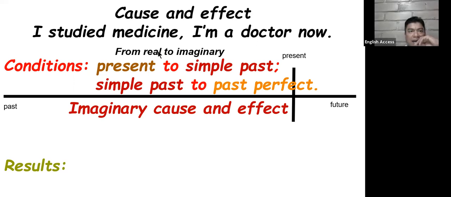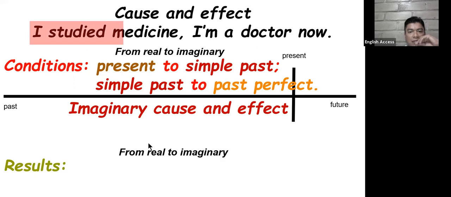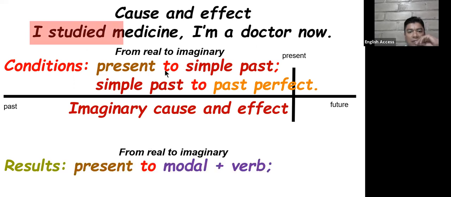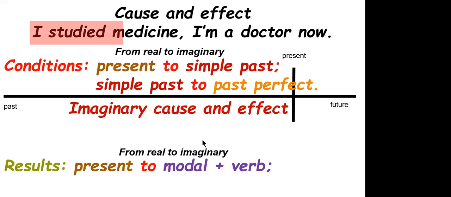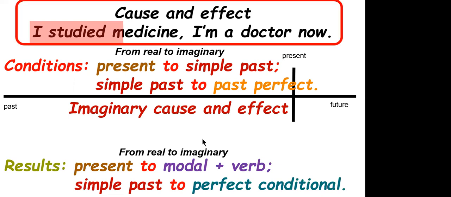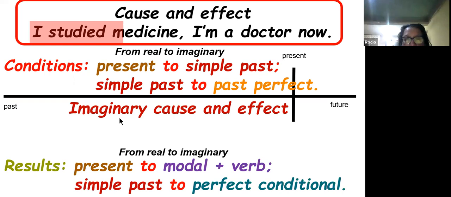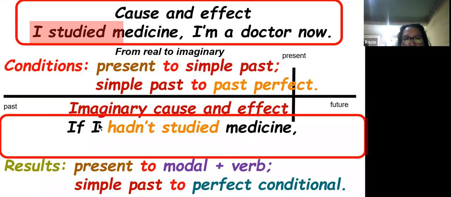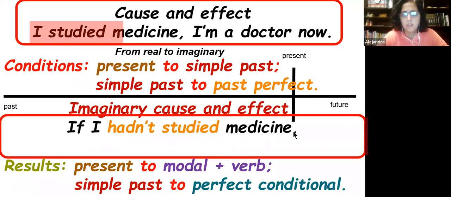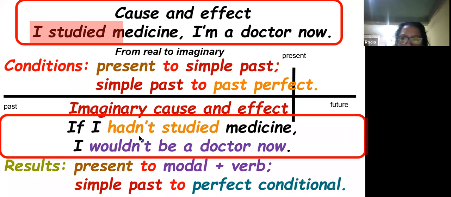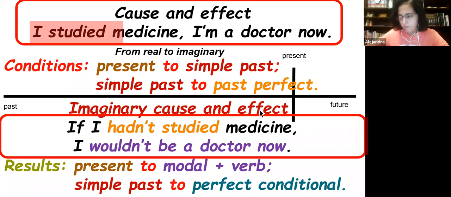Yes. If I studied. So the result is from real to imaginary, present to modal verb, simple past. If I hadn't studied medicine, I wouldn't be a doctor. Perfect. If I hadn't studied medicine, I wouldn't be a doctor.